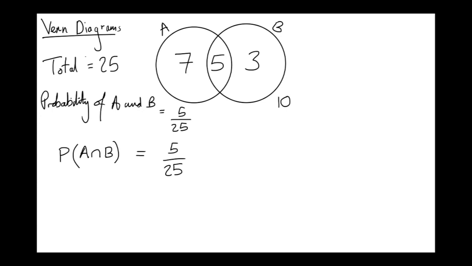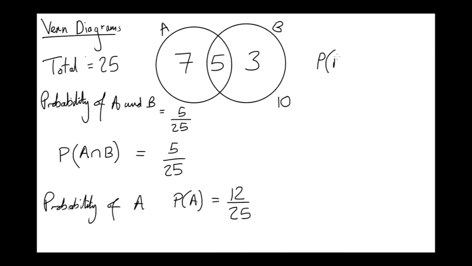I might also ask the question, what's the probability of A? The way I'd write this is P(A). In this case, it's got to be everything in this circle. 7 plus 5, that's 12. So it's 12 out of 25. I could keep going. Let's have a think. P(B), think about it yourself. Well, it's got to be everything in this circle, so 5 plus 3. So that's 8 out of 25.